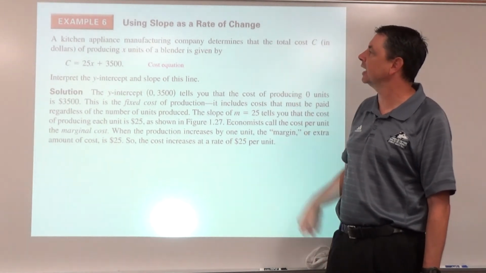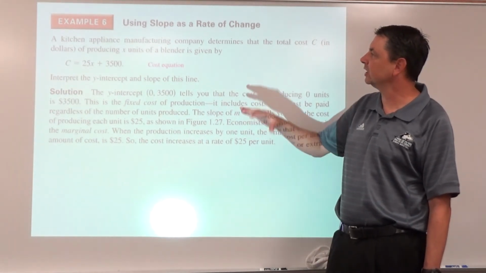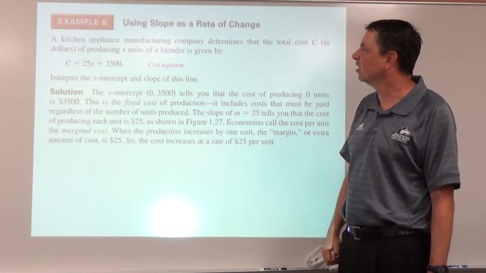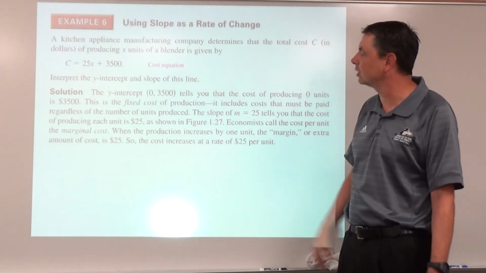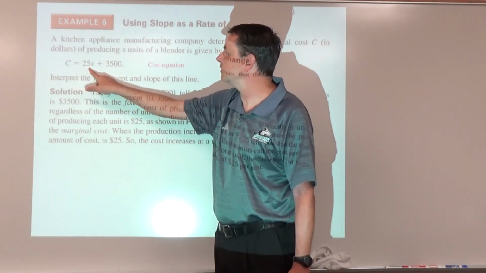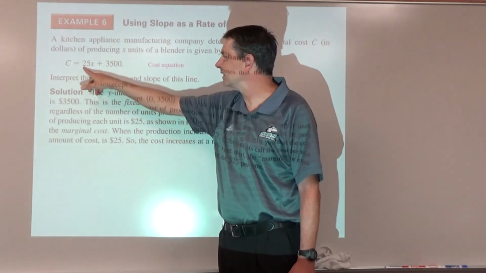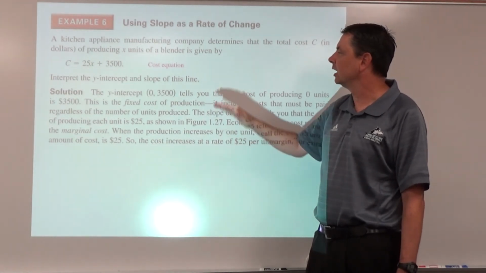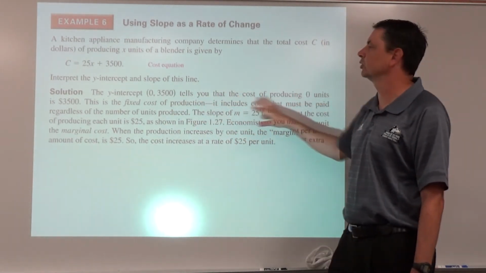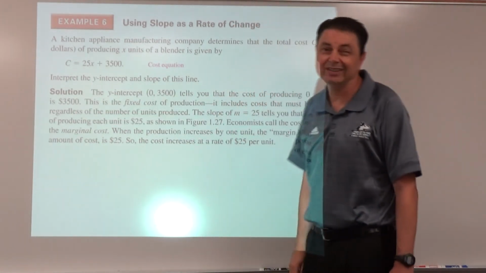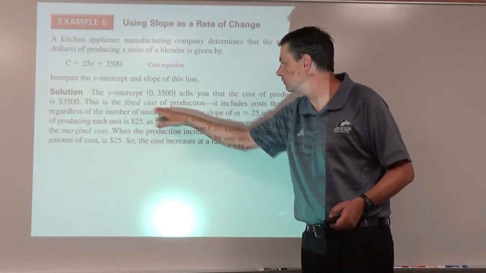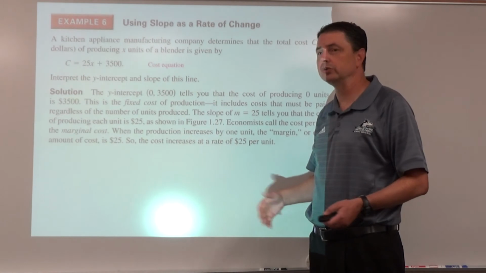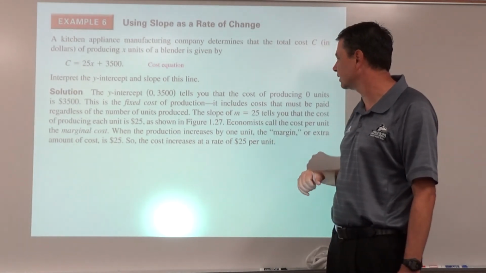Example 6, using slope as rate of change. So we're given an equation, a kitchen appliance manufacturing company determines that the cost of producing X units of a blender is given by cost is equal to 25, probably in terms of dollars or something like that, times the number of units produced plus 3,500. The y-intercept tells you that the cost of producing 0 units is 3,500. So that's probably called a fixed cost. It might be setup of whatever you're using to produce or whatever that might be. That would be a fixed cost, a setup cost.